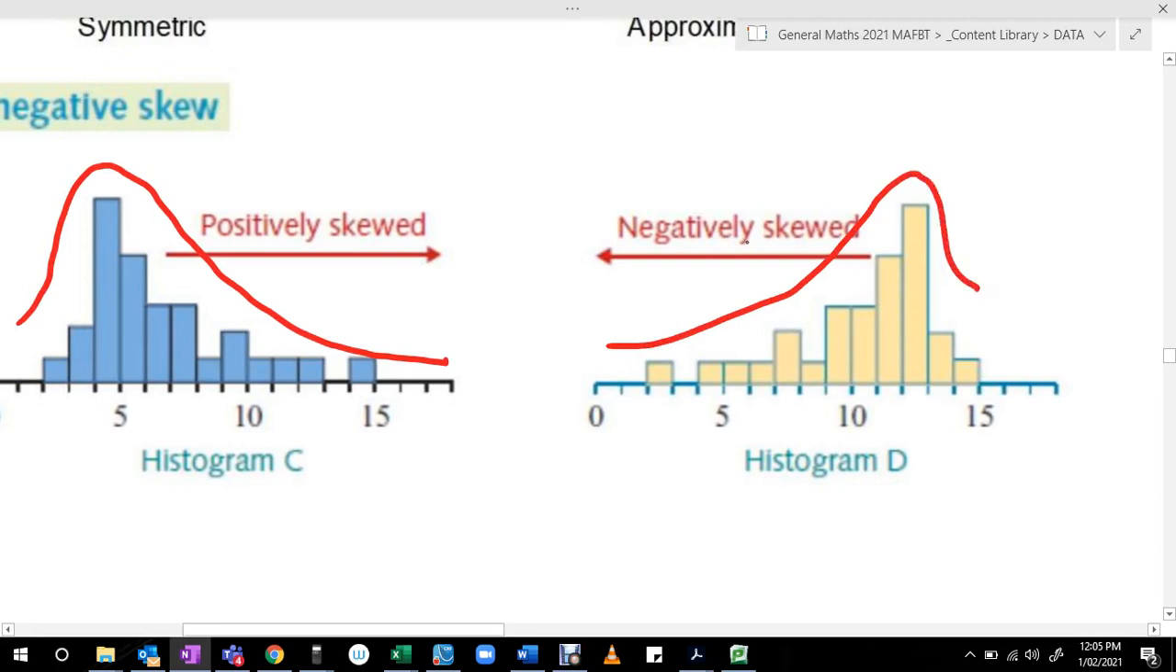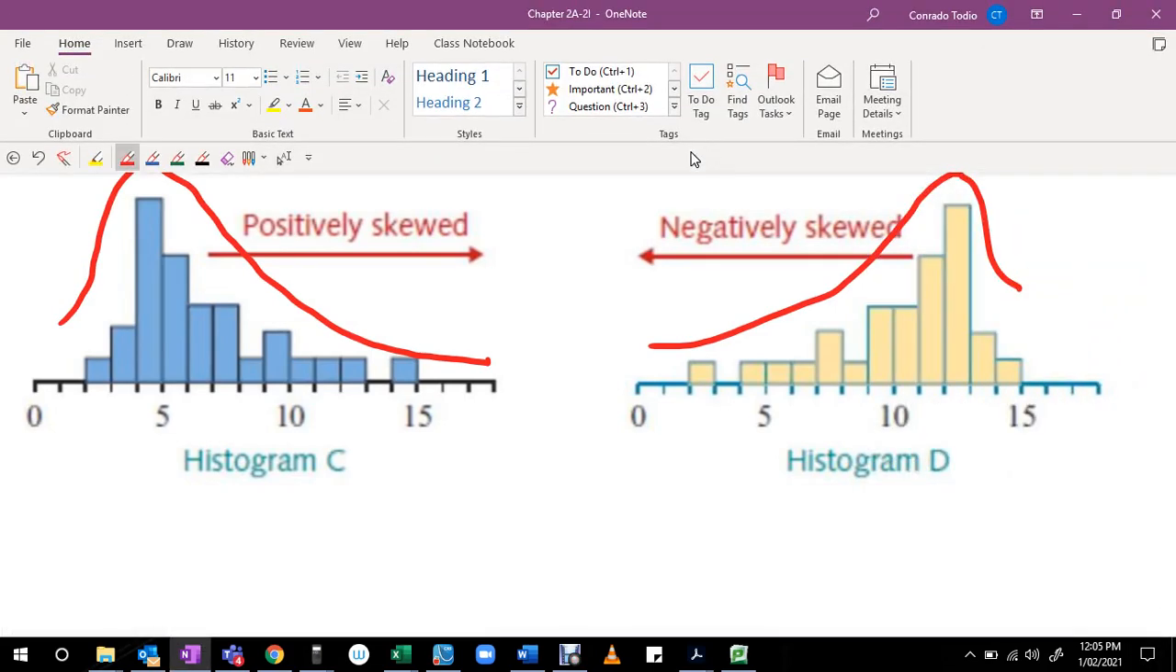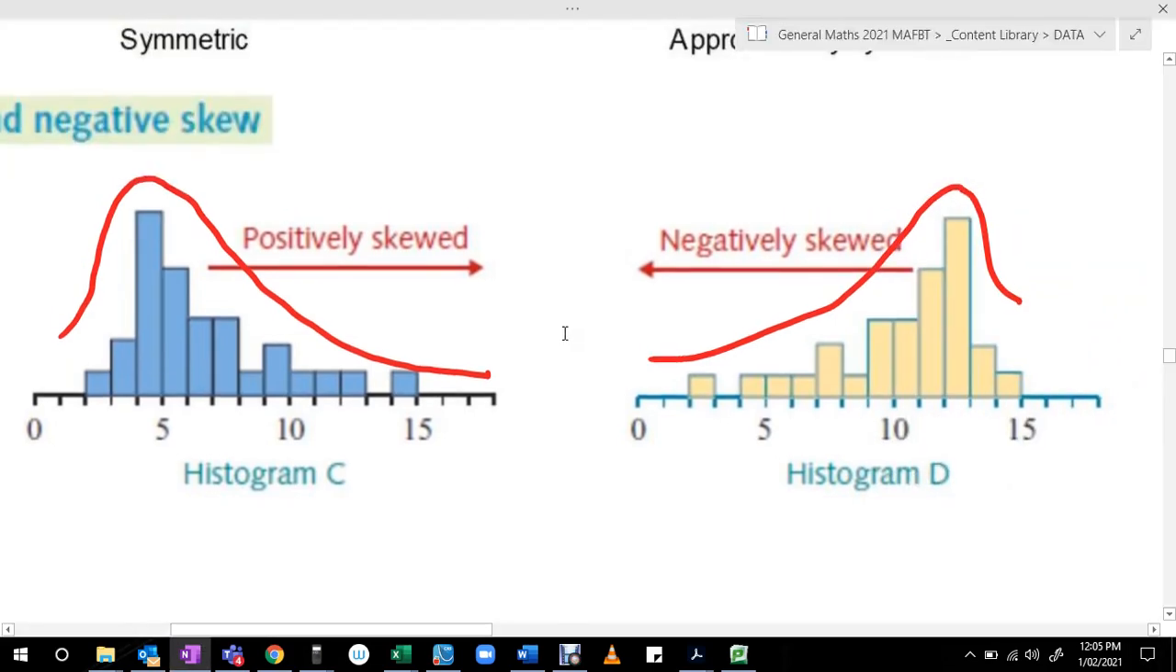Another way you can think of it is have a look at where the modal interval is. Where's this modal interval? This guy. If your modal interval is more on the left, positively skewed. If it's on the right, like this, then it's negatively skewed. So basically, describing the shapes of your graphs, you've only got those two options for now.